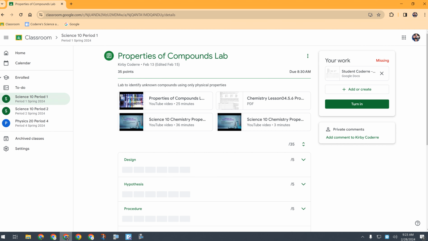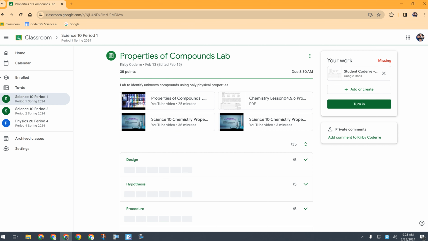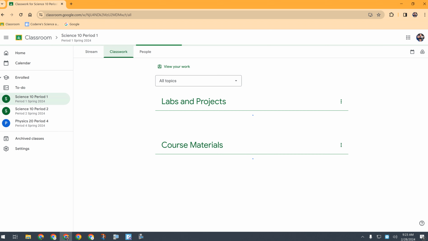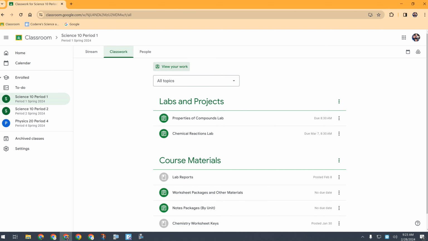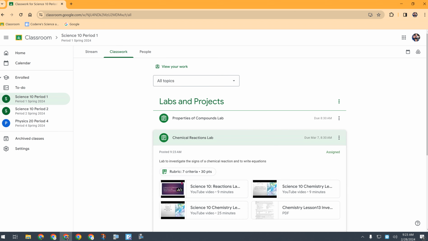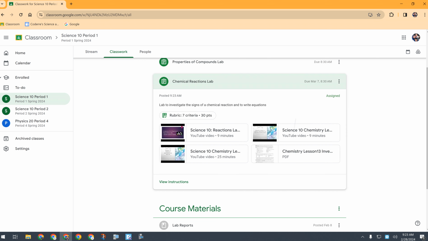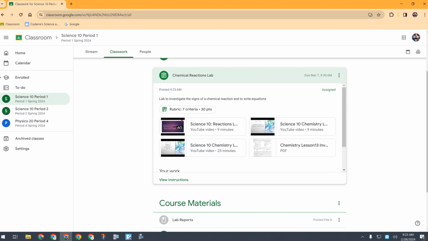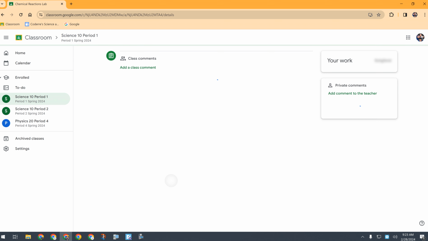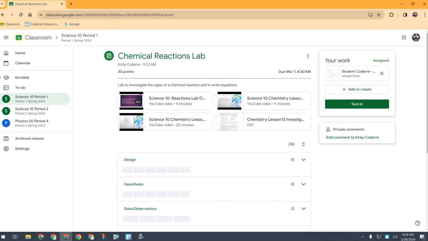Right, so if you go into Classroom now, and you go into Classwork, the Chemical Reactions Lab should be there, and there's a whole bunch of stuff in there. But what you're most concerned with is what's in your work, and that is the Google Doc. So if you can all open up that Google Doc. This other stuff is all in there for you when you're reviewing it. This is the one that we're going to do today right now.